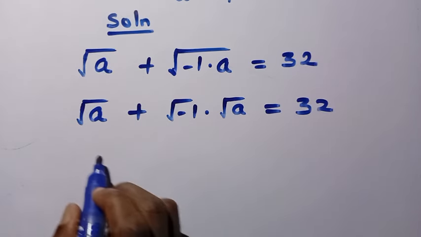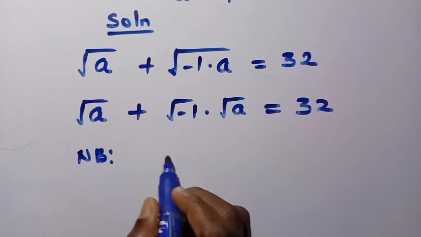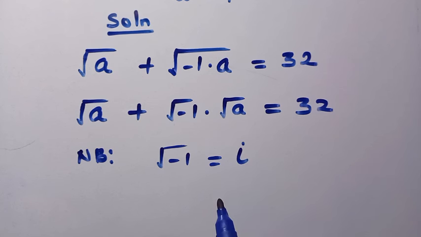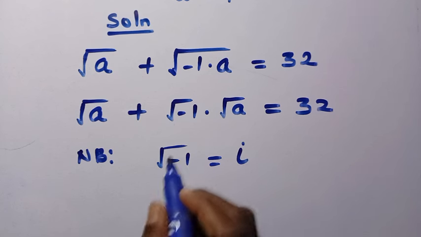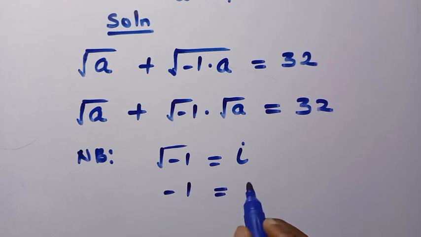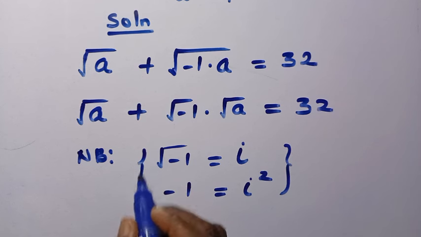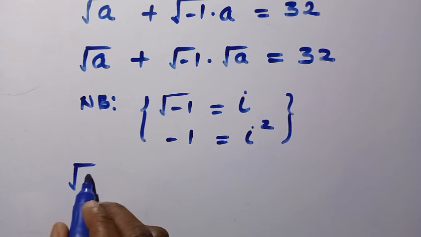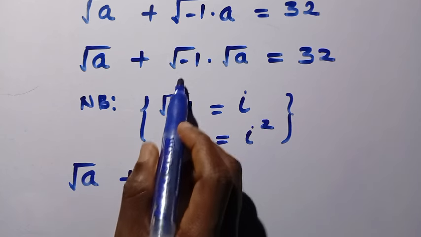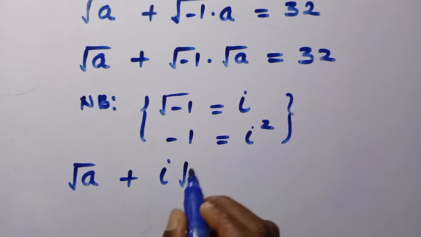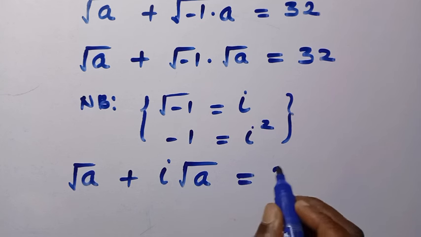Then we have to note that, let's say we have square root of minus 1. So this gives i, that is iota, which means when we take the square of both sides, we are going to have minus 1 equals i squared. Let's try and note these two down. Then here we have square root of a plus, as we have square root of minus 1 equals i, we just try and replace it, and this becomes i root a equals 32.